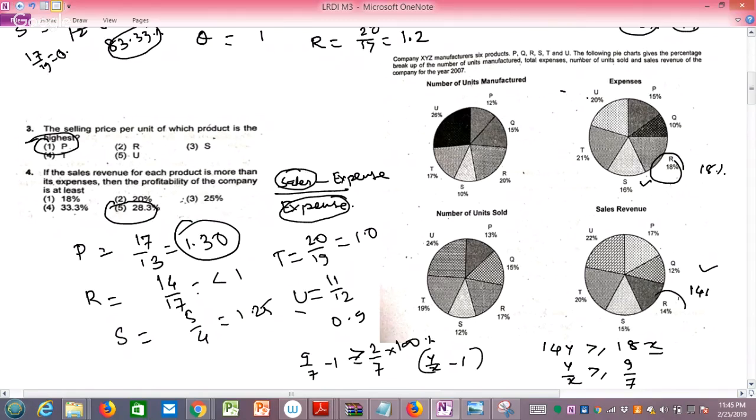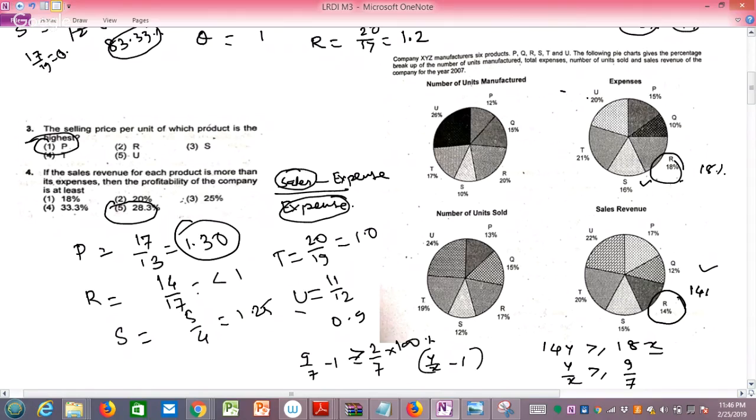And this is only for R, because for this product the revenue is the least and the expense is pretty decent, not the highest but decent. Because for others the difference is very less, only 1%, but for this there is a 4% drop in sales revenue with respect to expense. So that's why. So we move to the next question.